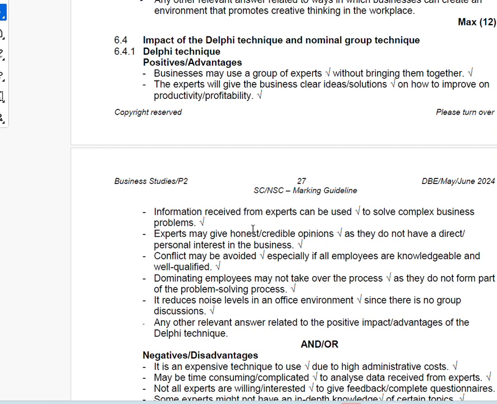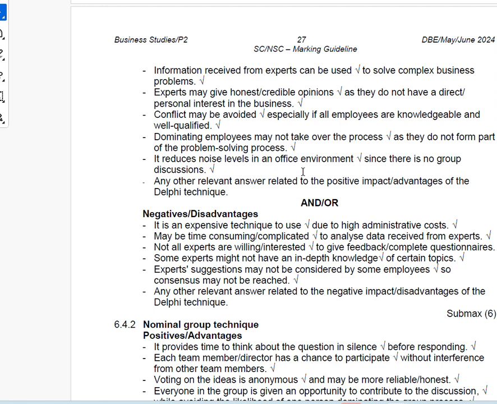Dominating employees may not take over the processes as they do not form part of the problem solving process. It reduces noise level in an office environment since there is no group discussion. So any points that you have learned during the class, you need to include, but it is advisable that you look at what you have in the solution in case the same question comes and you respond using this information.